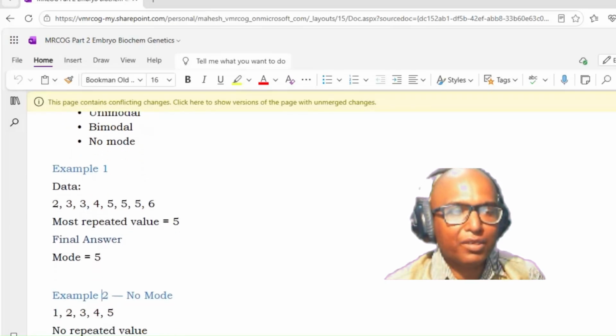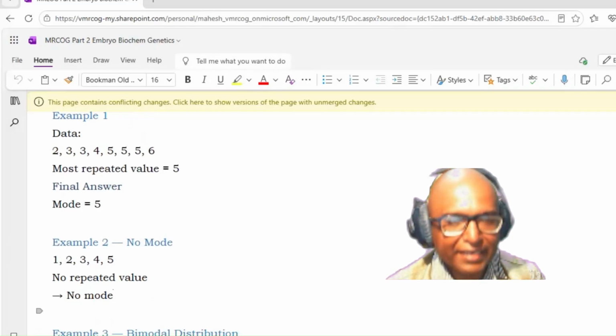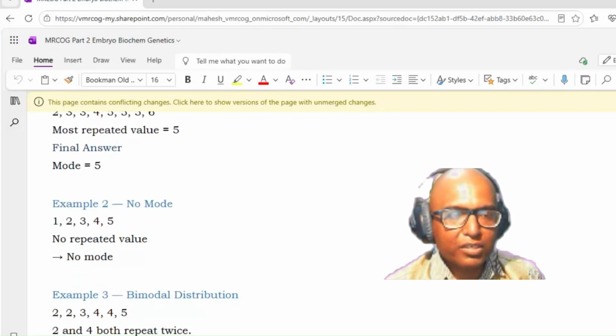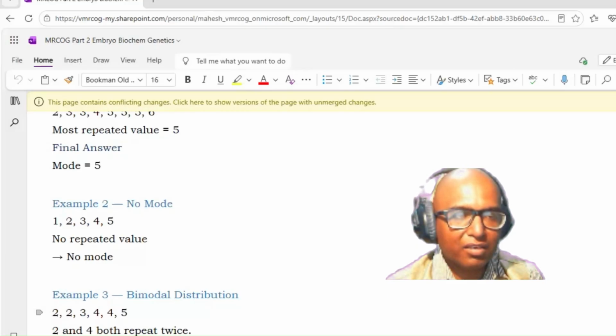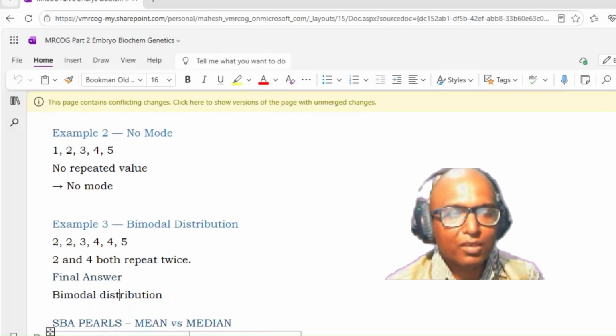Okay, another example: 1, 2, 3, 4, 5. Here, what is the mode? There is no mode here because there is no repetition of any value. Next, bimodal distribution. You have 2, 2, 3, 4, 4 and 5. This is the data set which is given to you. This 2 is happening 2 times, and 4 is also happening 2 times. It has 2 modes. 2 and 4 both repeat twice. So the final answer is that it is a bimodal distribution, and your answer will be 2 and 4 are the modes of this particular data set.